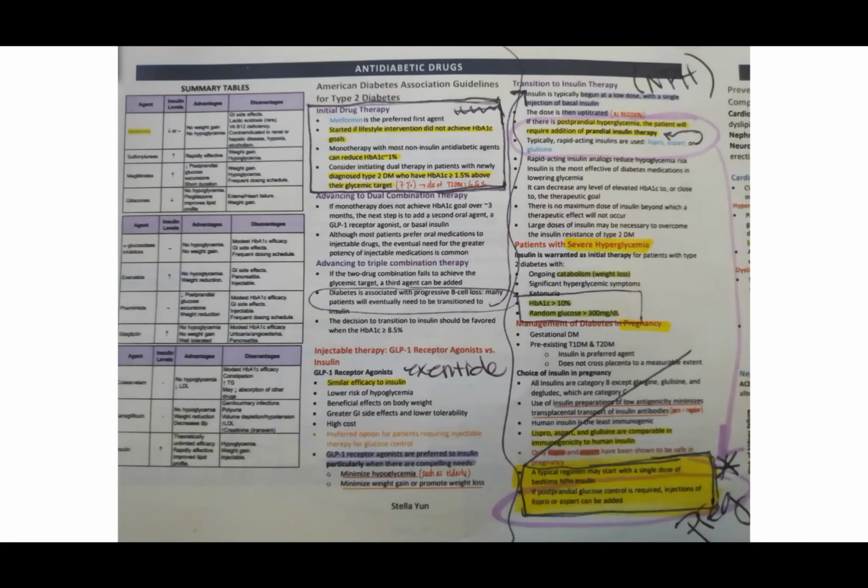Now, if you can't maintain a decent HbA1c with monotherapy, you can add another. What you're going to add is a GLP-1 agonist, that's exenatide. That's what you usually want to add.